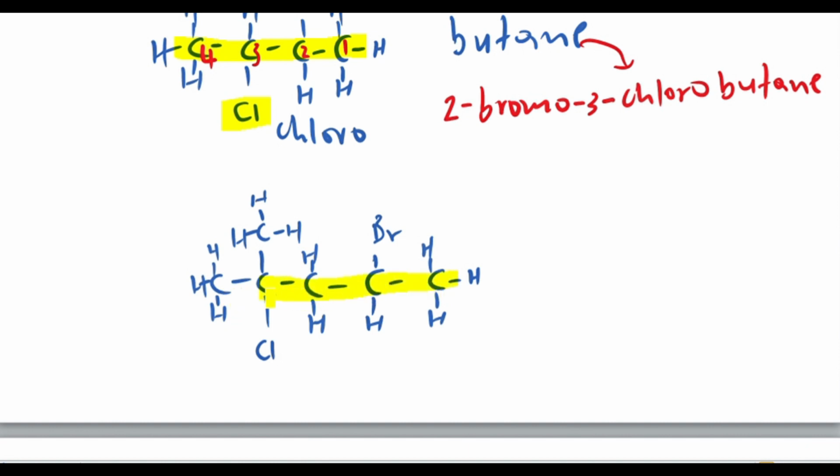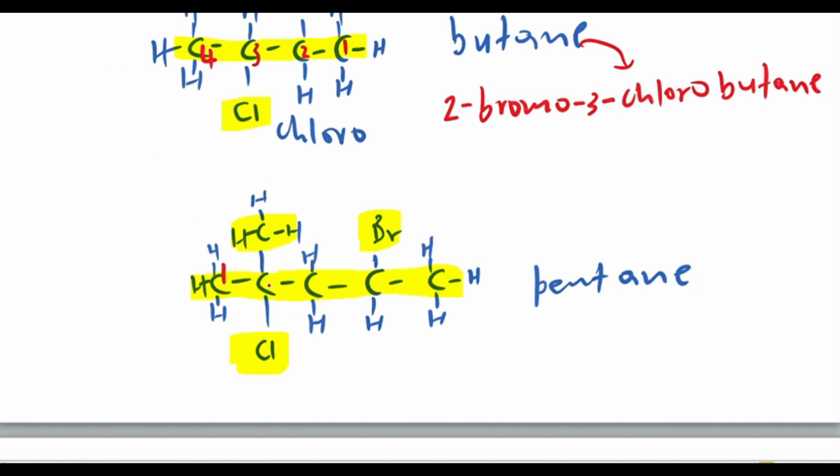The longest chain here has 5 carbon atoms, so that is what pent means, 5. Then we say pentane. Okay, then we have the substituents, this one, this one, this one. So we have 3 substituents. From this side, this is on number 2. From this side, it is also on number 2.